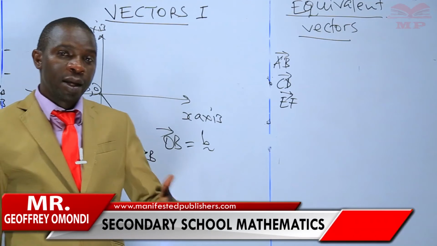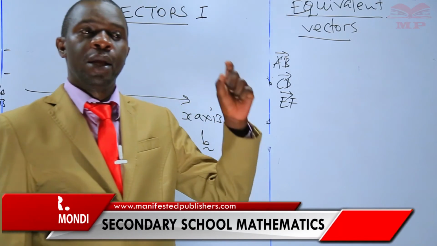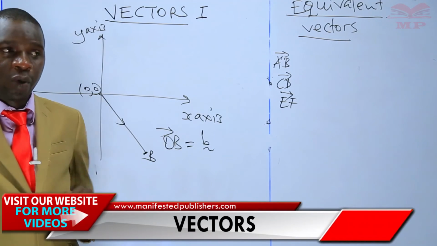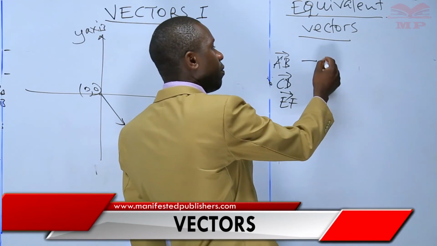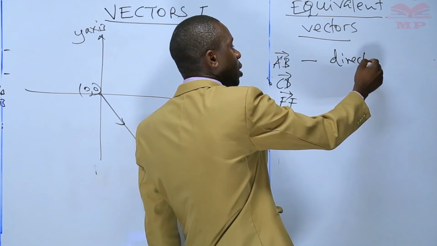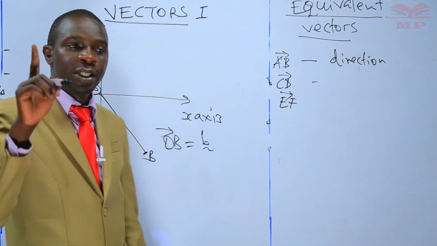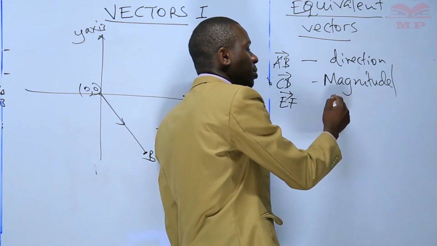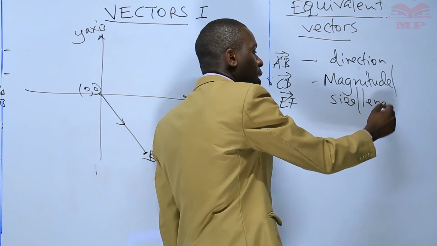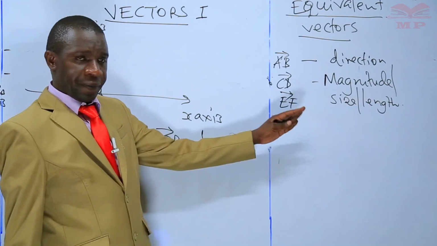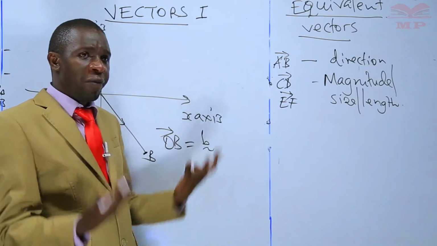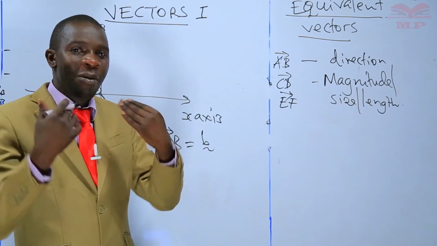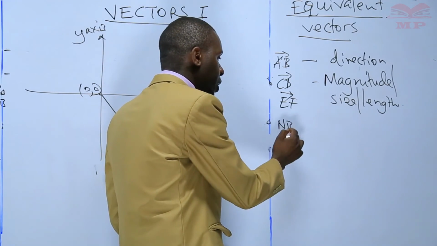Now, just to remind us, we said when we were starting that vectors actually have two characteristics that make them vector quantities. A vector, we said, must have what we call direction, and we also say that a vector must have the second thing, magnitude, or what we sometimes call size, or what we also call length. Now, two vectors are said to be equivalent if they are moving in the same direction and they have equivalent magnitude. So let me just note that for you.